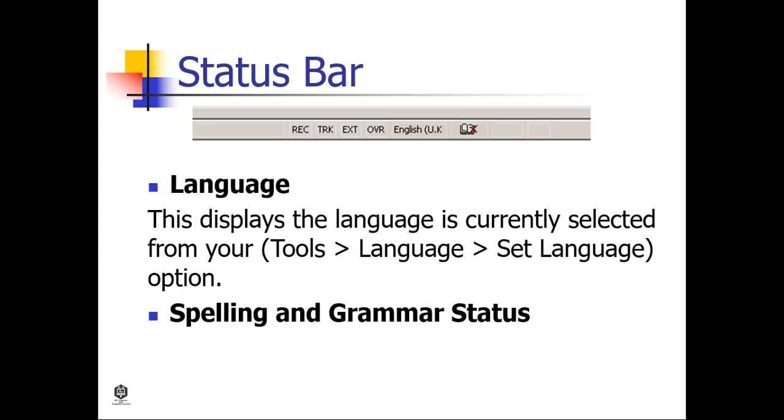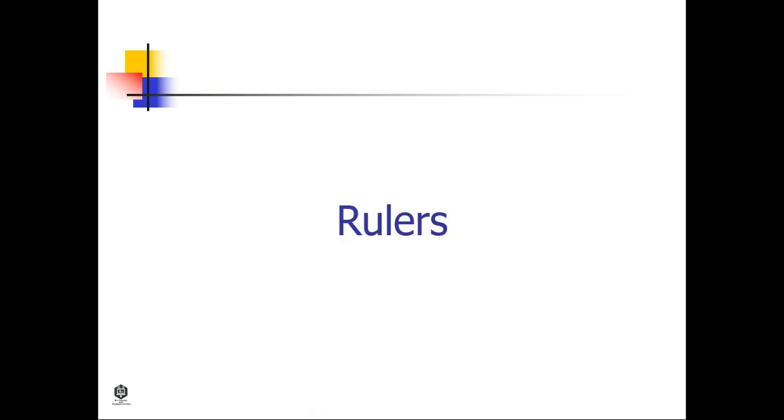Language. This displays the language currently selected from your Tools, then Language, then Set Language option. And another is the Spelling and Grammar status. How about the rulers?